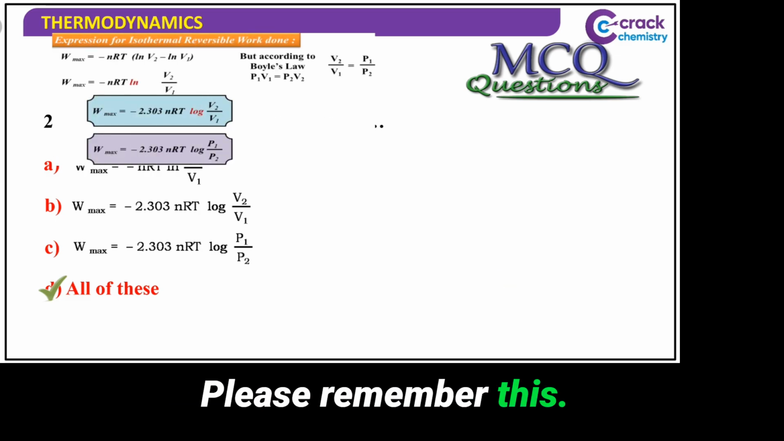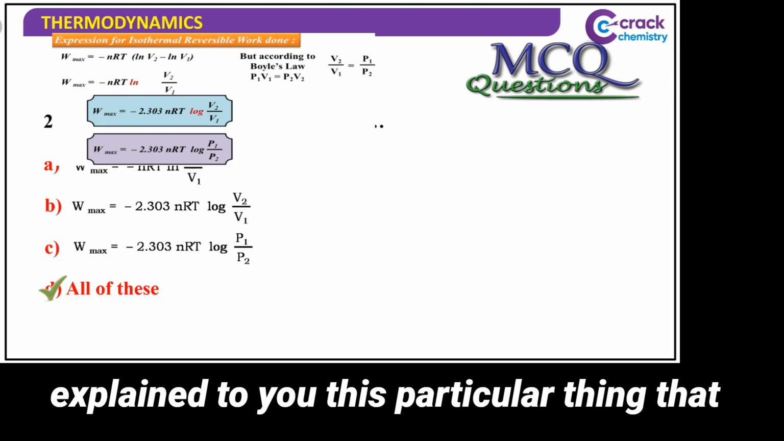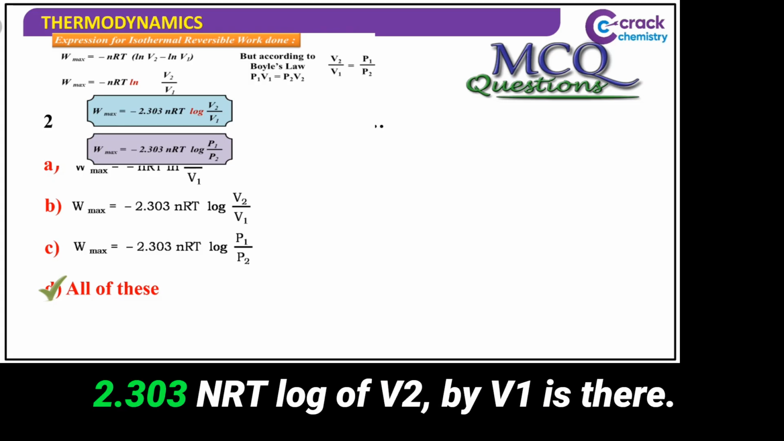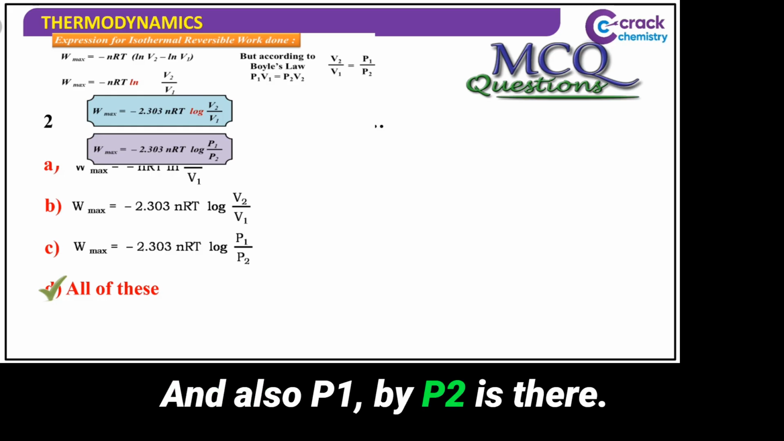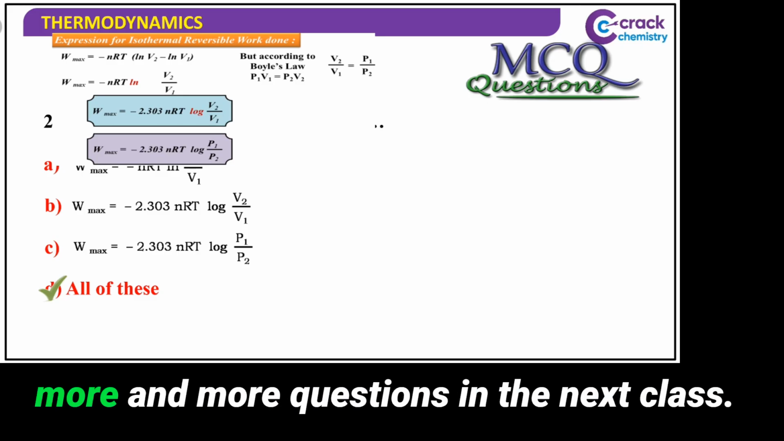Please remember this, and I'm showing you where I explained this particular thing: minus nRT ln v is there, and minus 2.303 nRT log v2 by v1 is there, and also p1 by p2 is there. So please understand all this and practice more and more questions.